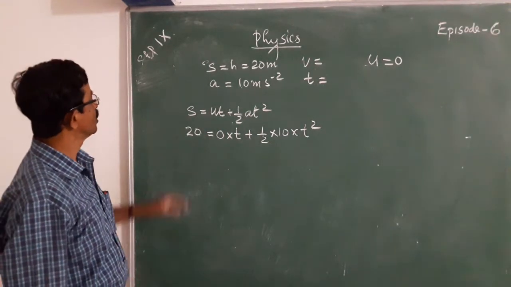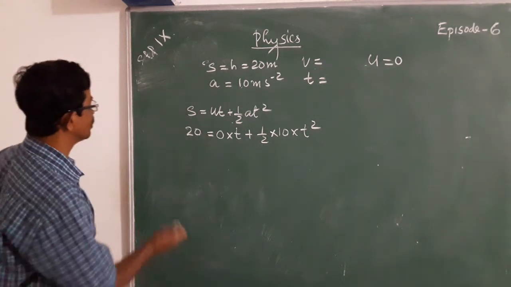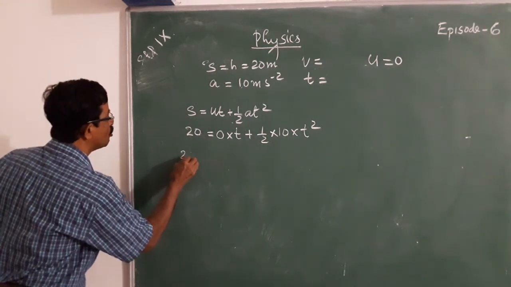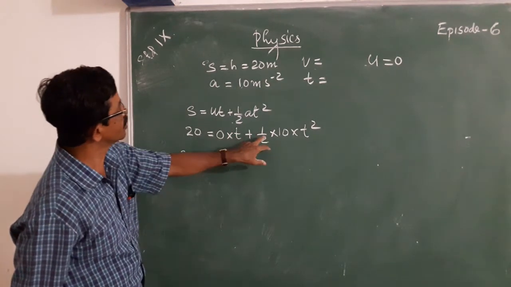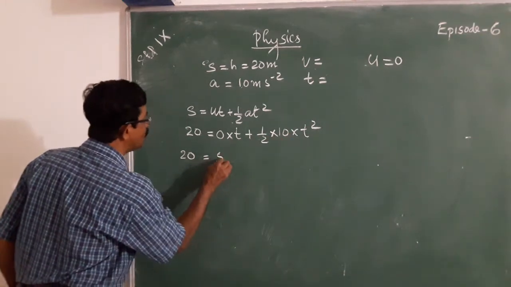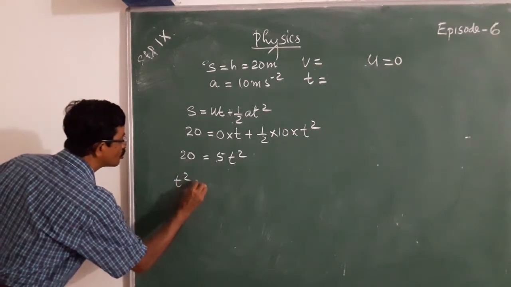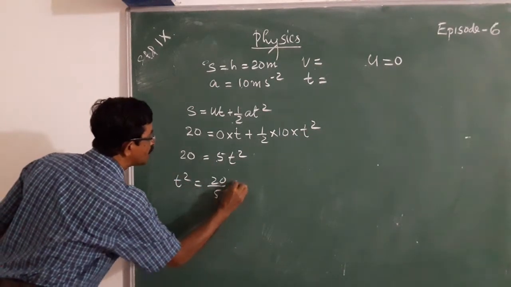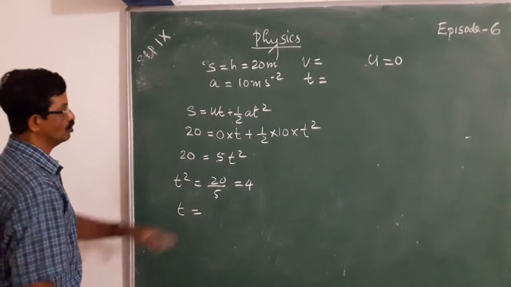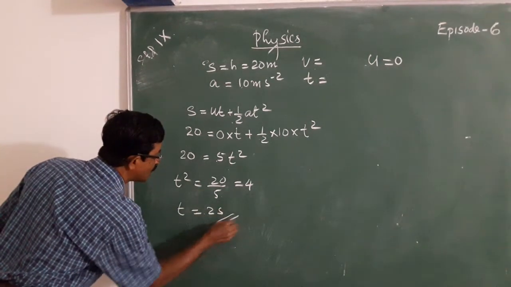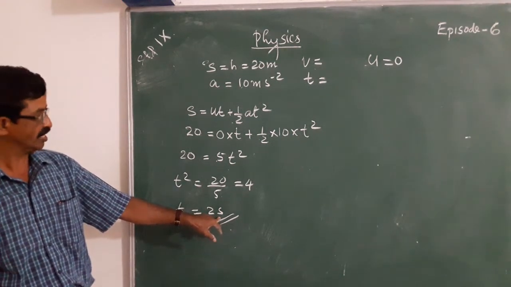So from this relation we can find t square. That means 20 is equal to 0 times t, and then we can leave that, and by simplifying we get 5 t square. So t square is equal to 20 by 5, that is equal to 4. So t is equal to root of 4, root 4 is equal to 2. The time taken is 2 seconds. Time taken to reach the ground is 2 seconds.